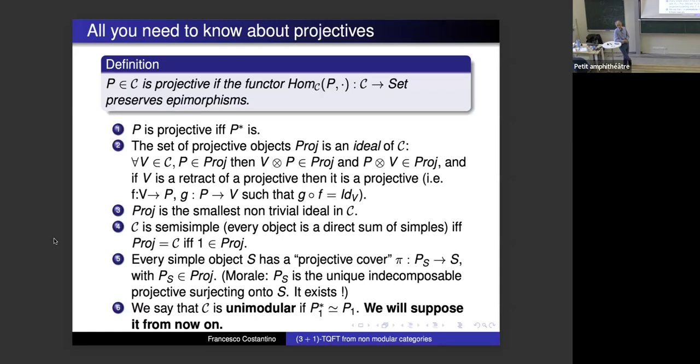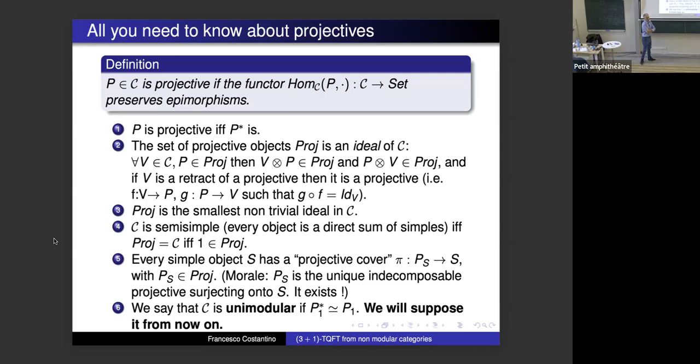Okay, and another important point is that the category is semi-simple, meaning that every object is a direct sum of simple objects, if and only if the projectives are everything. If and only if the trivial object is projective itself. So these are three different characterizations for semi-simple categories in our setting.